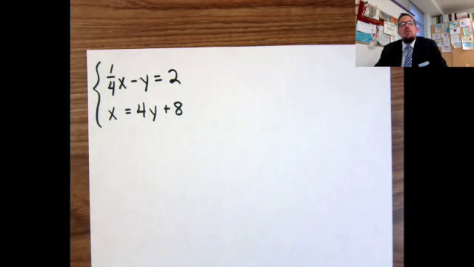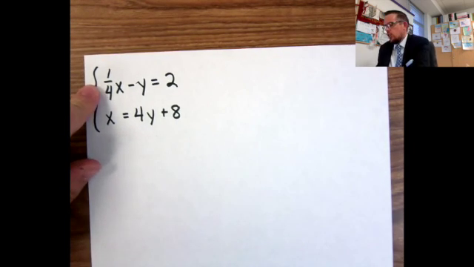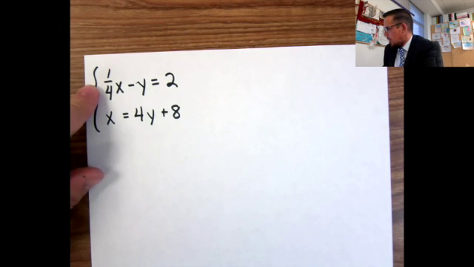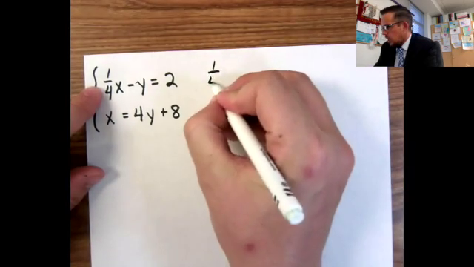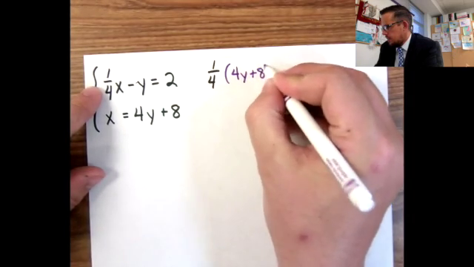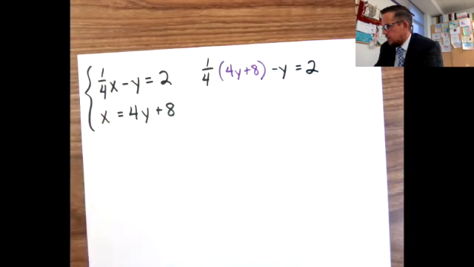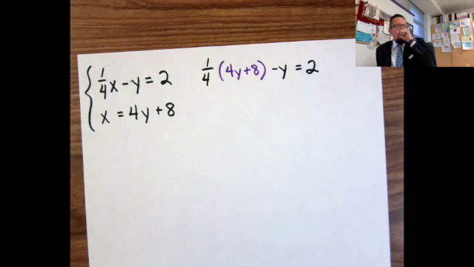Step 1 is to solve one of these equations for one of these variables. I feel like the easiest thing to do is going to be to solve the bottom one for x because it's already done. So yeah, I think I'm going to go with solve the bottom one for x. Done. So look at the top one. We're going to take this top one and replace the x with 4y plus 8. So 1/4, and instead of x, 4y plus 8 minus y equals 2.